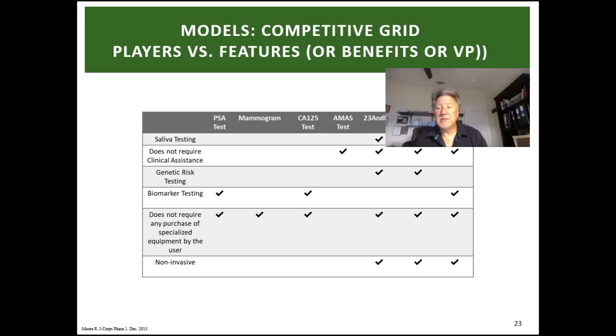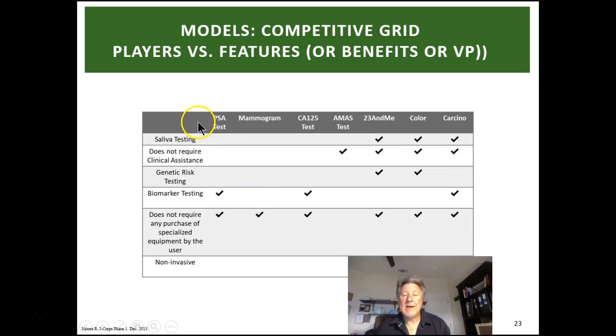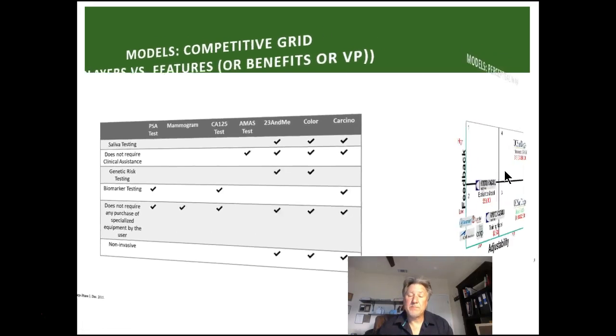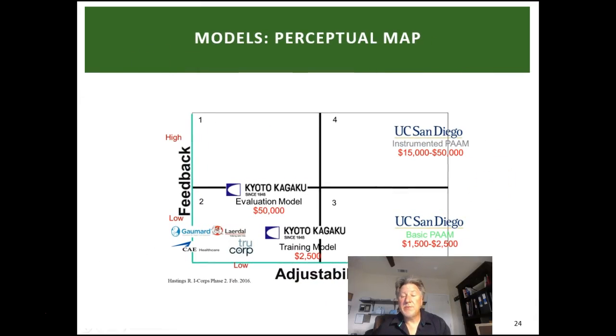Another way of being able to present and use as a framework for presenting competition is what we call a competitive grid, where you list out basically some of the key competitors that are there, and then some of the key features or benefits or value propositions. What is important is to note that your company should be in the first column. And the emphasis should not necessarily be on features, but should be on your benefits or your value proposition. You can also use perceptual maps, such as in this one.